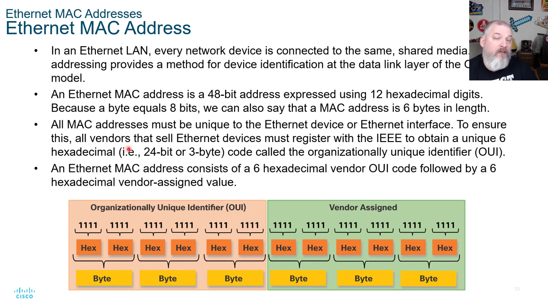To ensure this, all vendors that sell Ethernet devices must register with the IEEE to obtain a unique 6 hexadecimal code called the Organizational Unique Identifier. You might see that at some point somewhere. Organizational Unique Identifier, OUI. An Ethernet MAC address also consists of a 6 hexadecimal vendor OUI code followed by a 6 hexadecimal vendor assigned value. So this first part is the OUI. That's going to be assigned by the IEEE to whoever's manufacturing NICs. And then the last part is going to be assigned by the vendor themselves.